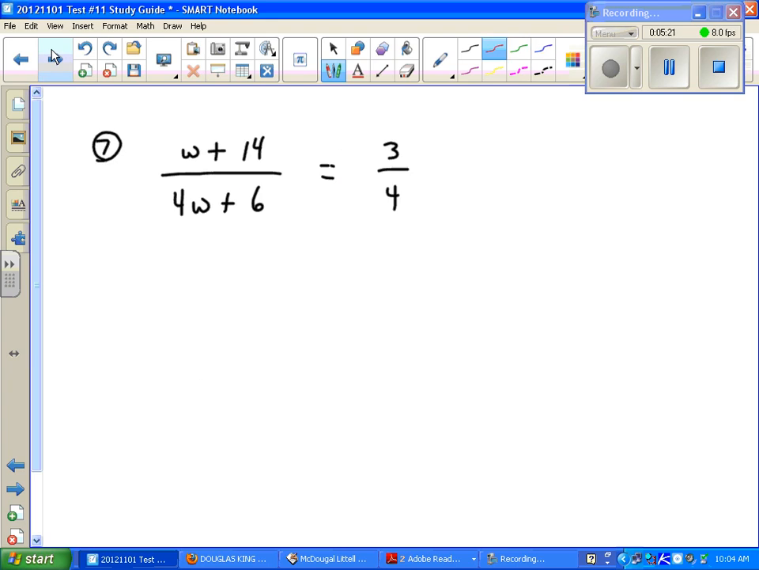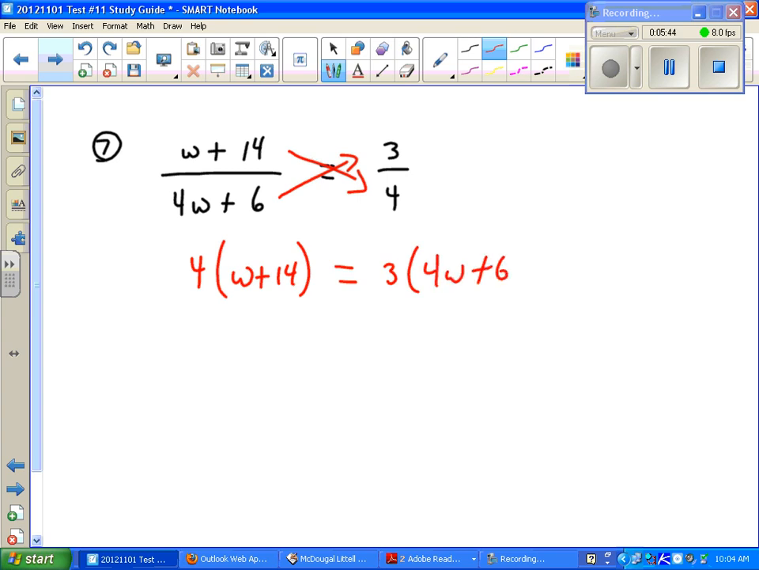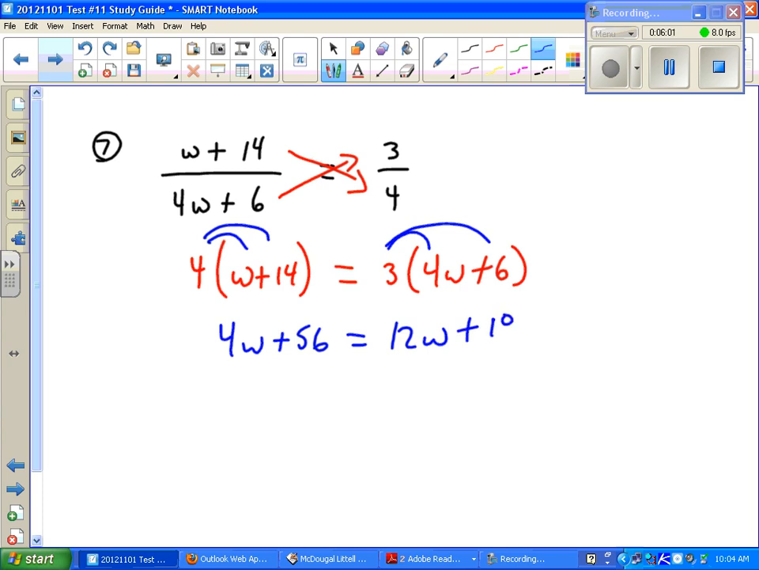Number 7 says W plus 14 over 4W plus 6 equals 3/4. Again, cross multiply. When you do this, notice there's two terms, W plus 14 multiplying by 4. So you need to make sure 4 multiplies by both W and 14, equals 4W plus 6 times 3, same thing, 3 times 4W plus 6. Then just make sure you distribute. 4 times W is 4W, and 4 times 14 is positive 56. Equals 3 times 4W is 12W, and 3 times 6 is positive 18.